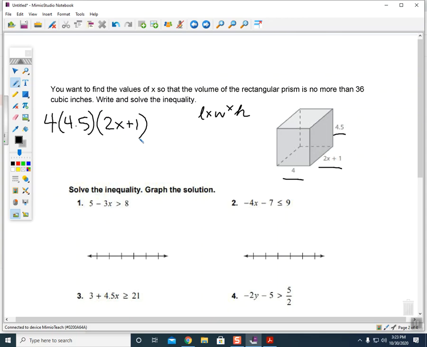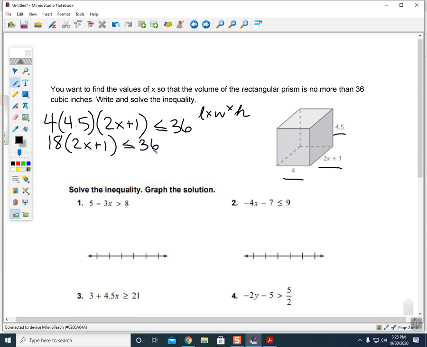And I want it to be no more than 36 inches. So this needs to be less than or equal to 36 inches. Now I'm just going to multiply. So I'm going to take 4 times 4.5, which I think is 18, but I'm going to double check. Yep, so I'm going to have 18 times 2x plus 1 needs to be less than or equal to 36.